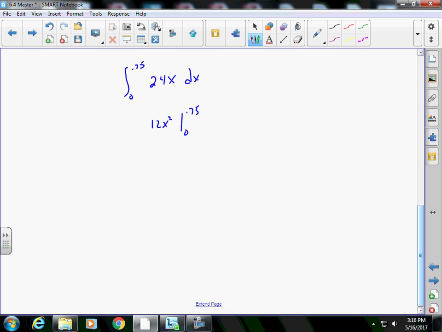Now it's time to evaluate this. You should pause the video and work it out on your own. I get 12 times 0.75 squared minus 0 squared, which is equal to 6.75 foot-pounds.